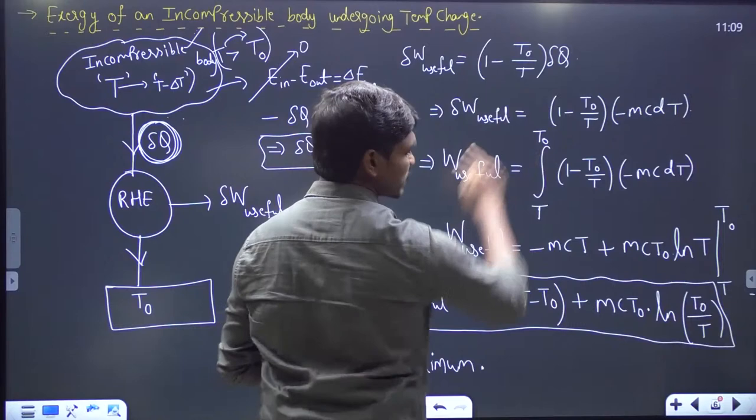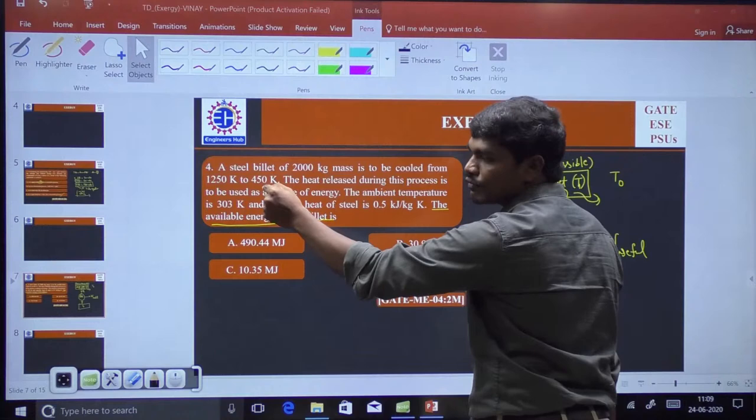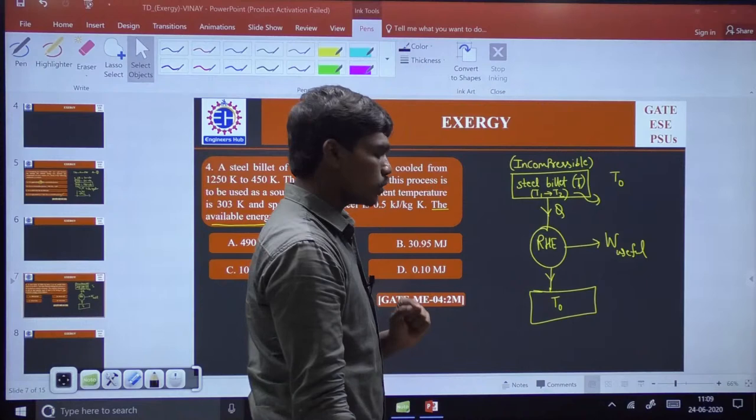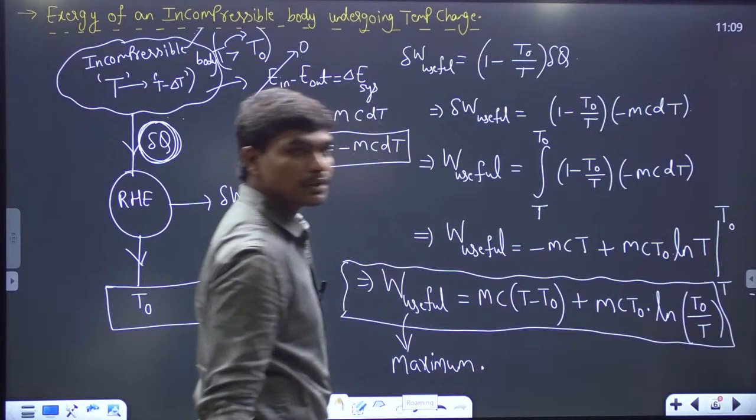Now in this question that we are discussing, see carefully, the steel billet is changing only from 1250 to 450. It's not coming to ambient conditions, correct? Ambient is at 303, but the steel billet is coming only from 1250 to 450 Kelvin, correct? Yes or no? Which means this expression we need to integrate from T1 to T2, correct? So let us integrate that.